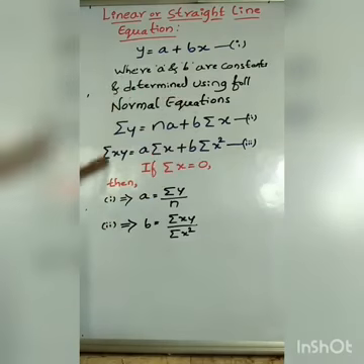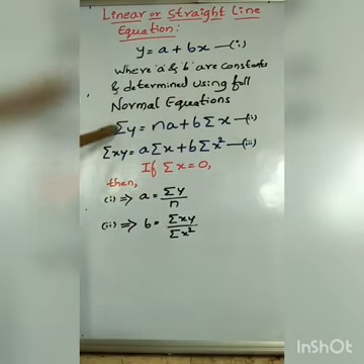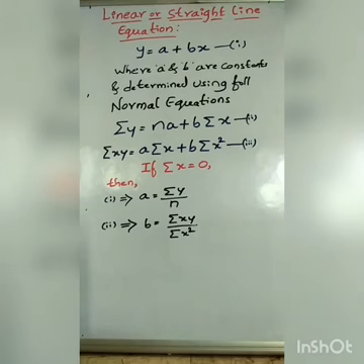So these second and third equations are called normal equations, which are used to find both the constants a and b.